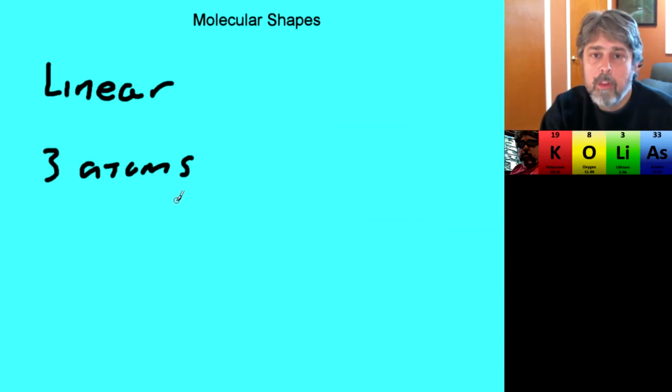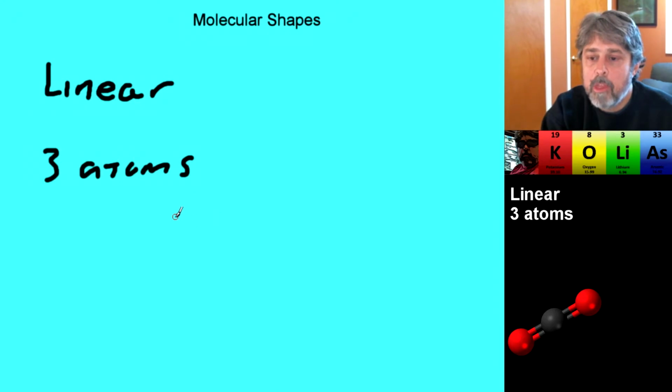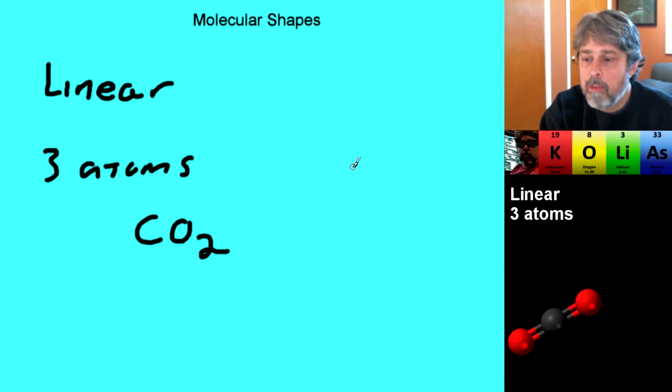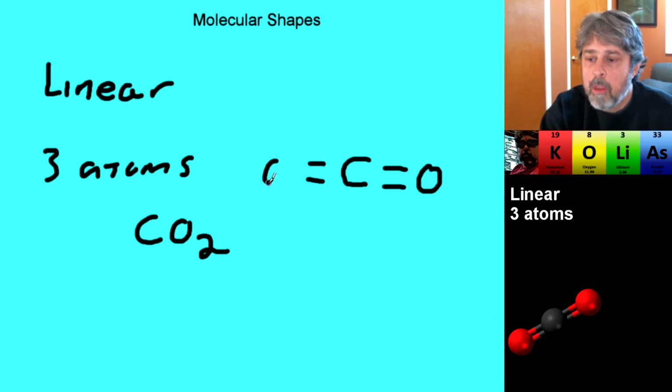You can also have a linear molecule with 3 atoms. Let's take CO2, for example. If we did the Lewis dot structure for this, it would look like this. We have C, we have a couple double bonds here with the O's, and we have some unshared pairs on the O's. Okay, here's 3 atoms. This is going to be a linear molecule. It's just going to go straight across, all in the same plane.